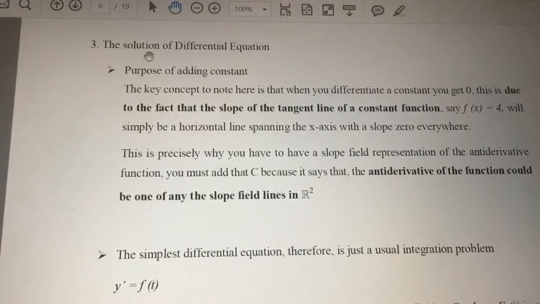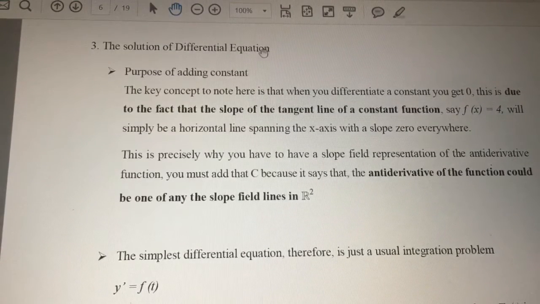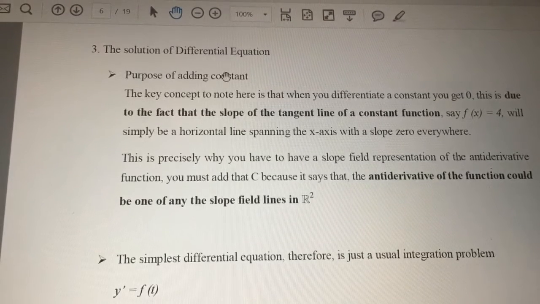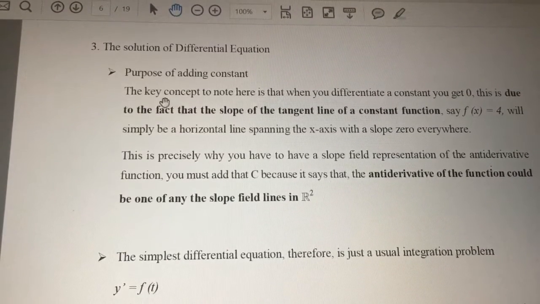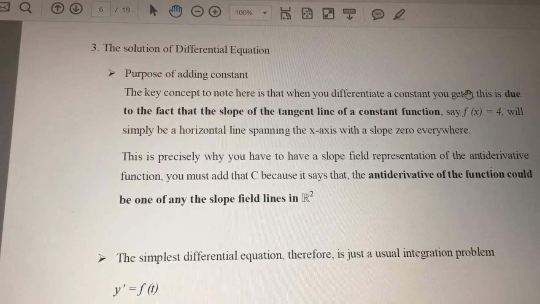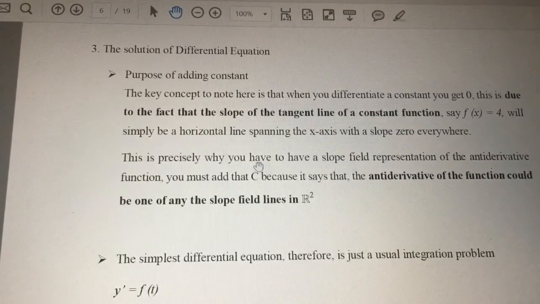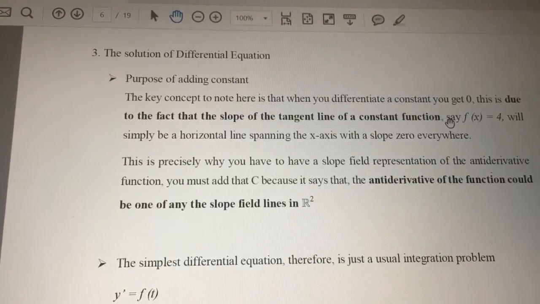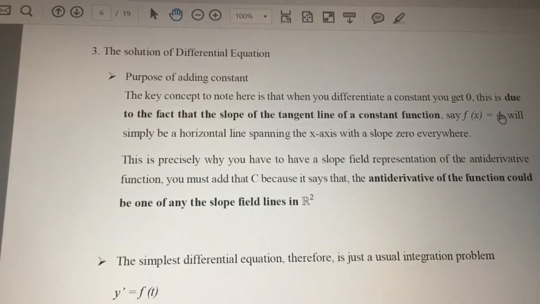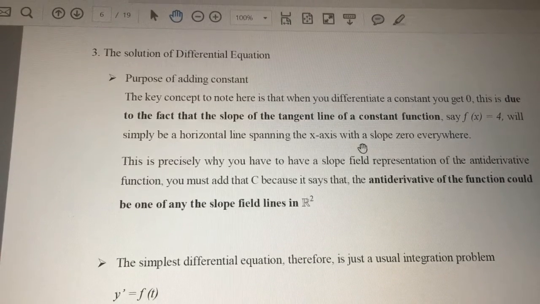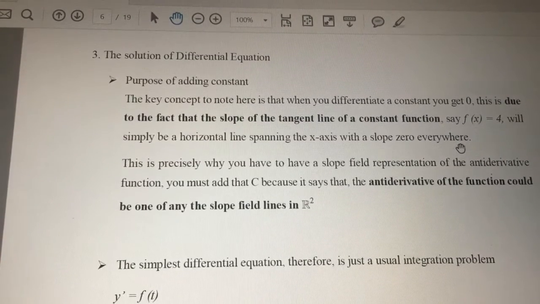Next is the solution of differential equations. The first one is the purpose of adding a constant. The key concept to note here is that when you differentiate a constant, you get 0. This is due to the fact that the slope of the tangent line of a constant function, say f(x) equal to 4, will simply be a horizontal line spanning the x-axis with a slope of 0 everywhere.